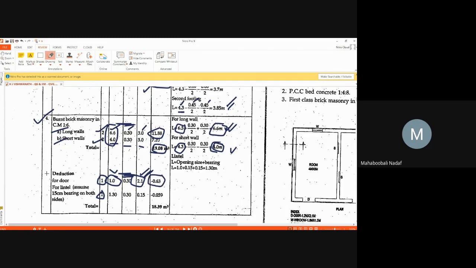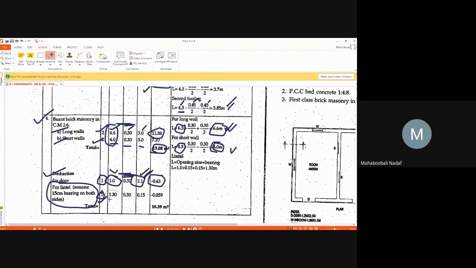0.63. And it is a deduction for brick masonry. So that is why you are writing minus 0.63. Similarly, for lintel, only one lintel is there.